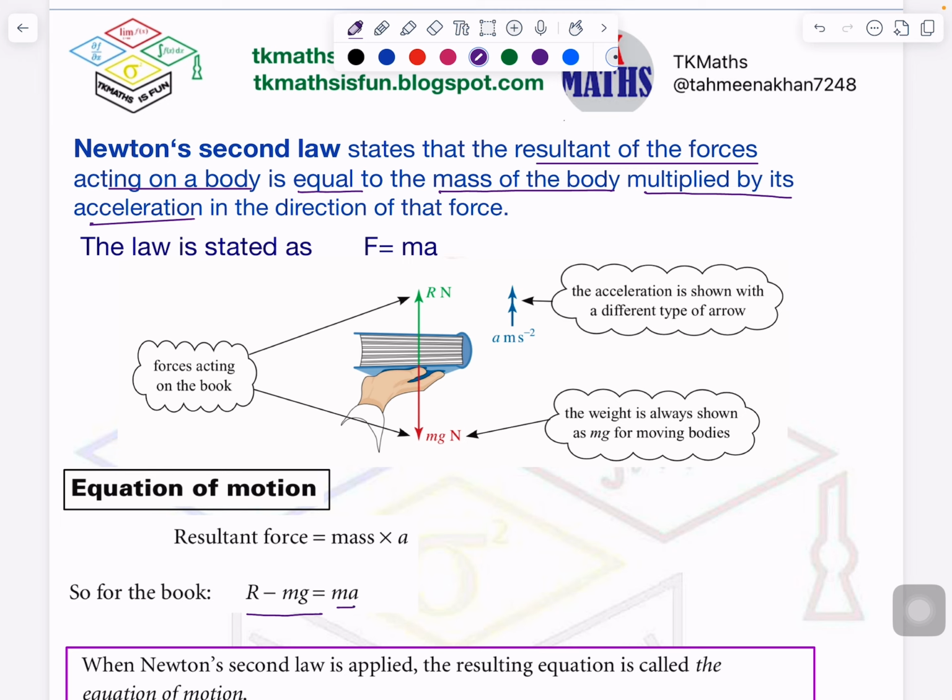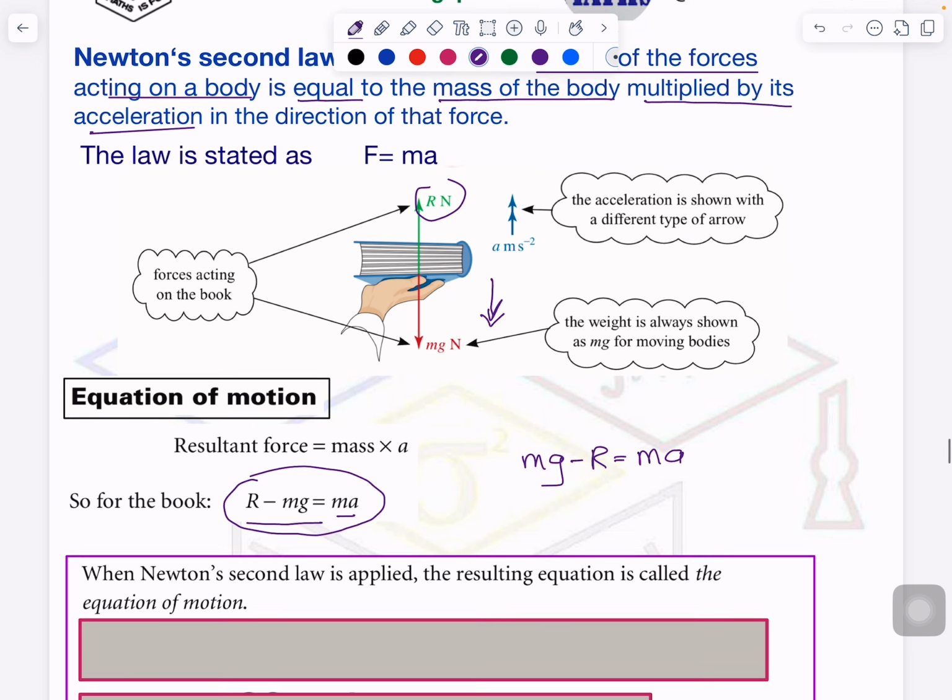Whereas if you hold your book, and suppose the book is very heavy, and you are not able to hold it there or move it up, rather it comes down, it happens sometimes. In that case, the Newton's second law equation will be mg minus R equals ma, because in that case your acceleration will be in the downward direction. You get it? Right now, as it is written like this, the acceleration is upward, so this force is more. But if it was the other way around, then I will write mg minus R.